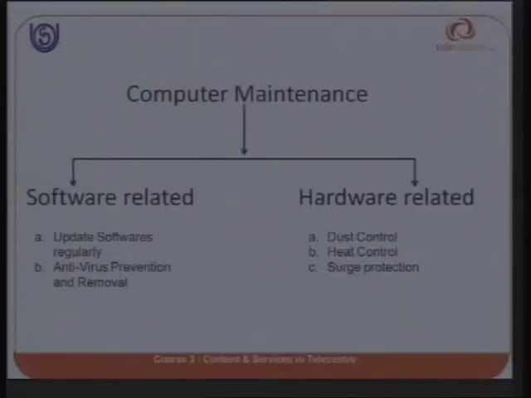And the next thing is hardware related maintenance. Some of the hardware related maintenance includes dust control. One of the basic reasons why most computers fail is excessive dust coming into the room where the computer is available. So you need to regularly keep your computers dust free, and protect these places from dust and other dust particles. And the second one is heat control.